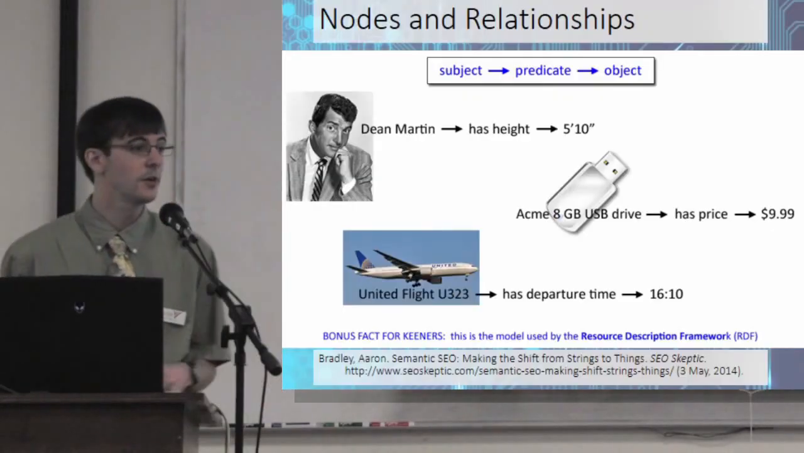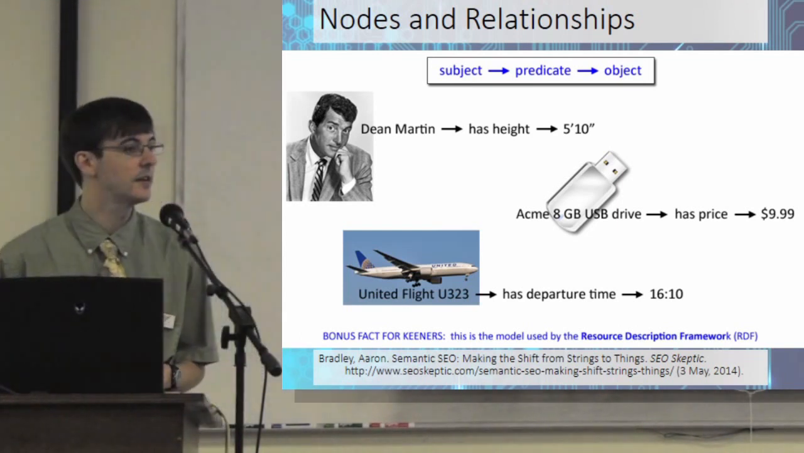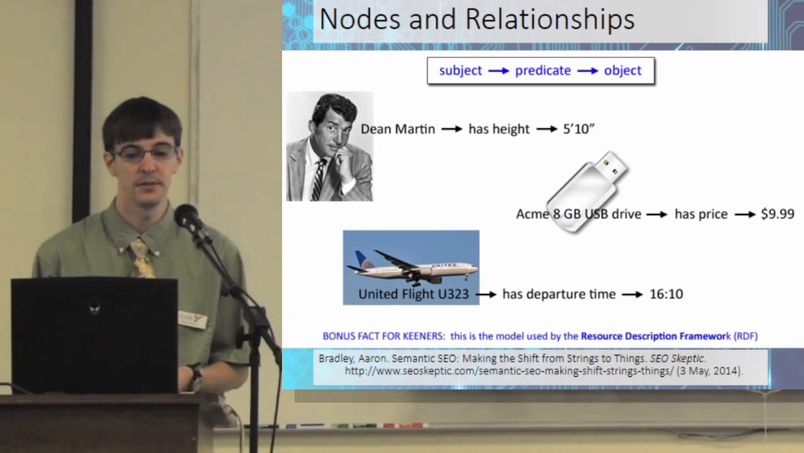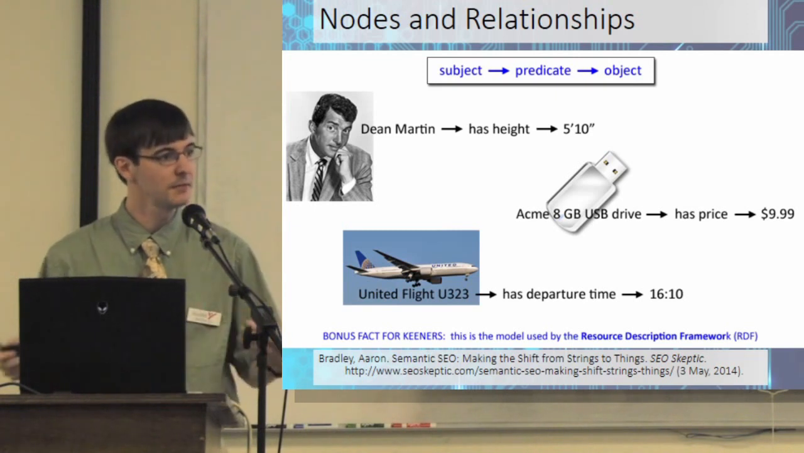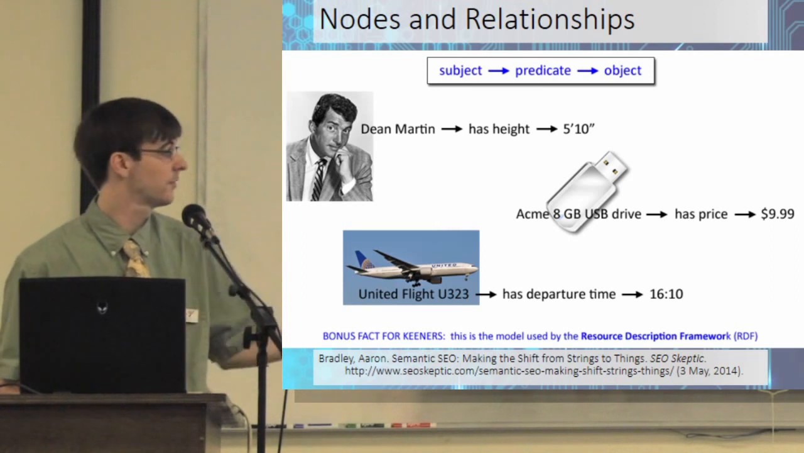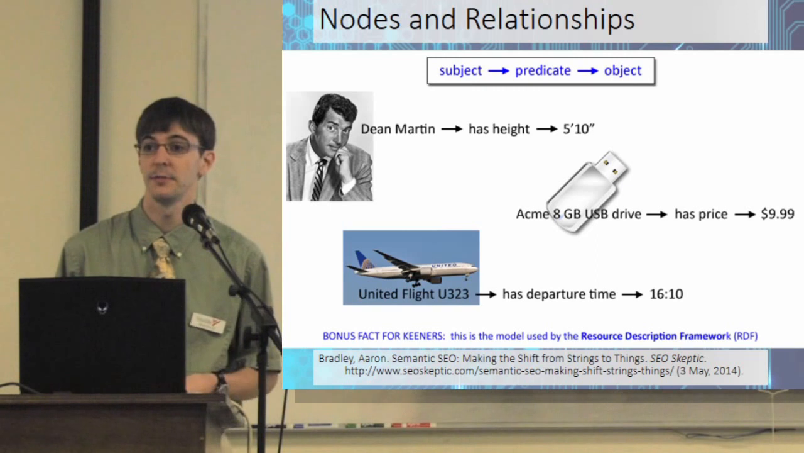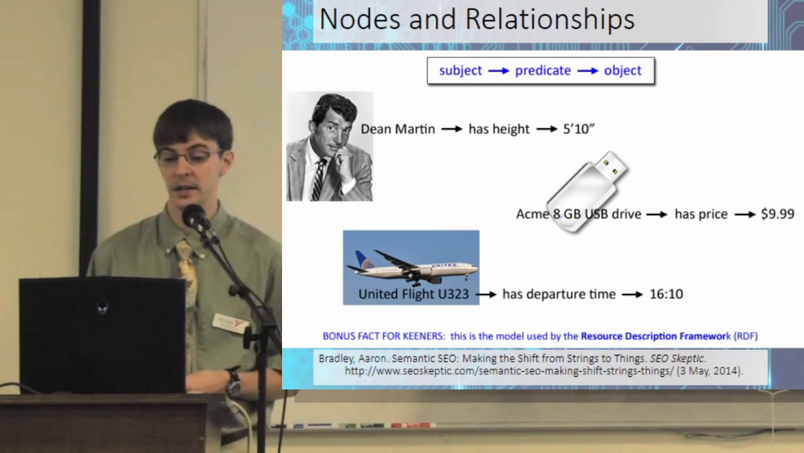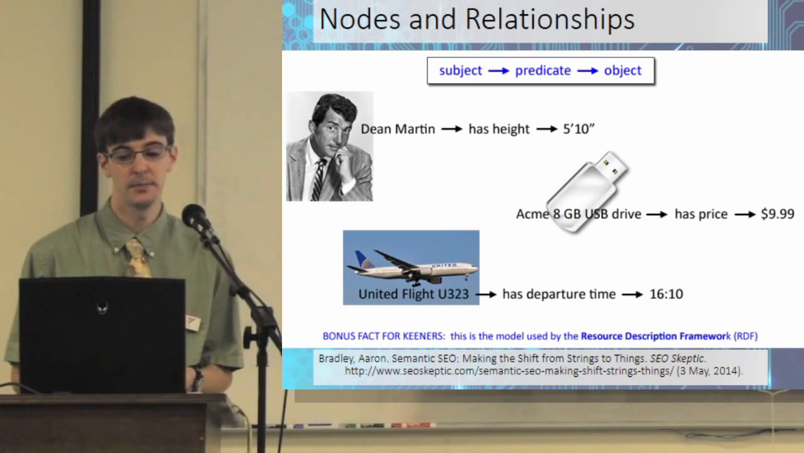Okay. So, nodes and relationships, points and relationships. The basic idea of RDF is that you can display any information with a subject, a predicate, and an object. And it may require many of those, and it often does, but in that format. So Dean Martin, and these examples are from this site here by Aaron Bradley. Dean Martin has a height of 5'10". An Acme 8GB USB drive has a price of $9.99. And United Flight U323 has a departure time of 16:10.